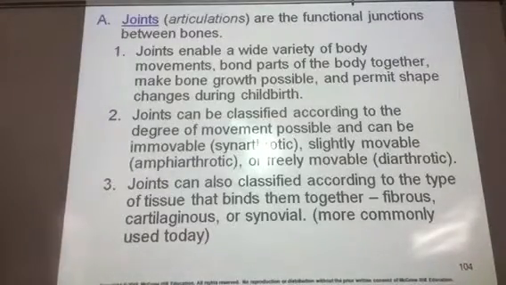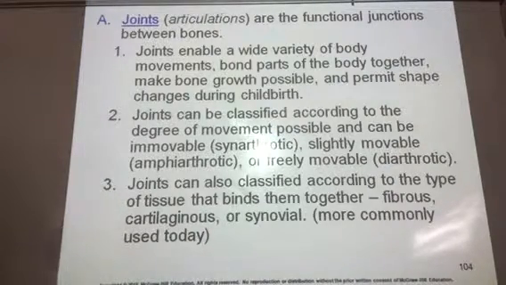Okay, we're going to look at our last section, which is on joints or articulations. I'm going to briefly go through this. There's some things that we'll talk about and some that are more important than others, so I'll give you some keys here. A joint or an articulation is a junction between bones, so where bones meet.